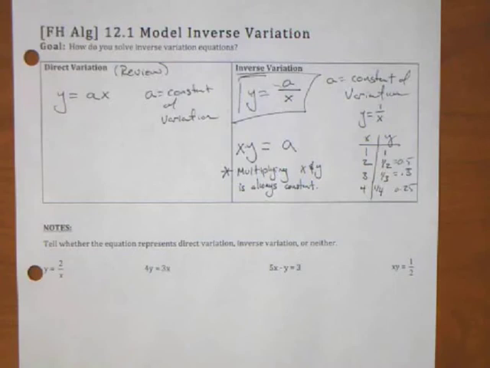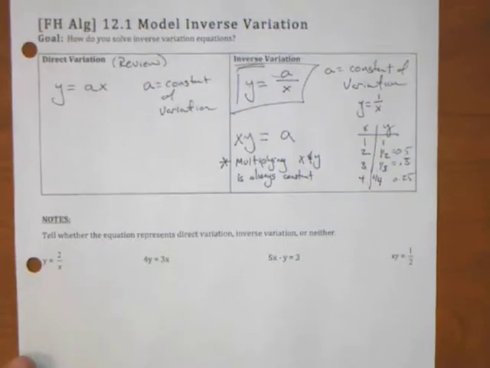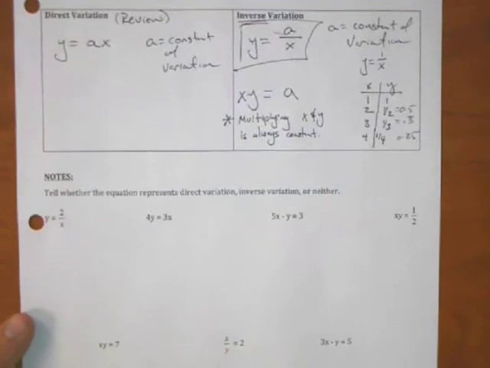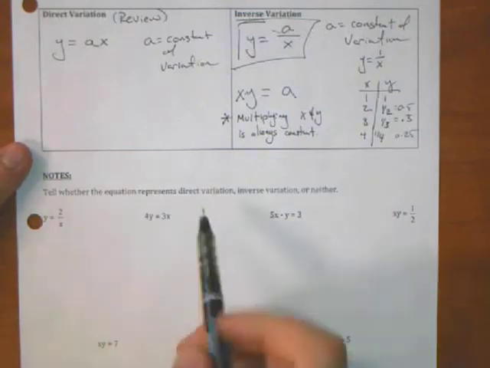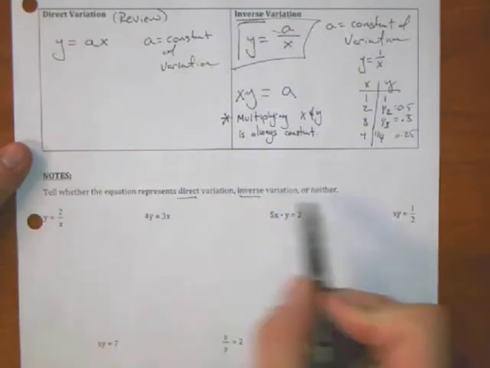So our first bit here is we're going to look at some equations and decide what sort of relationship they have. Are they direct variation? Are they inverse? Or are they none of these? We'll start with these first four. Tell whether each represents direct variation, inverse variation, or neither.